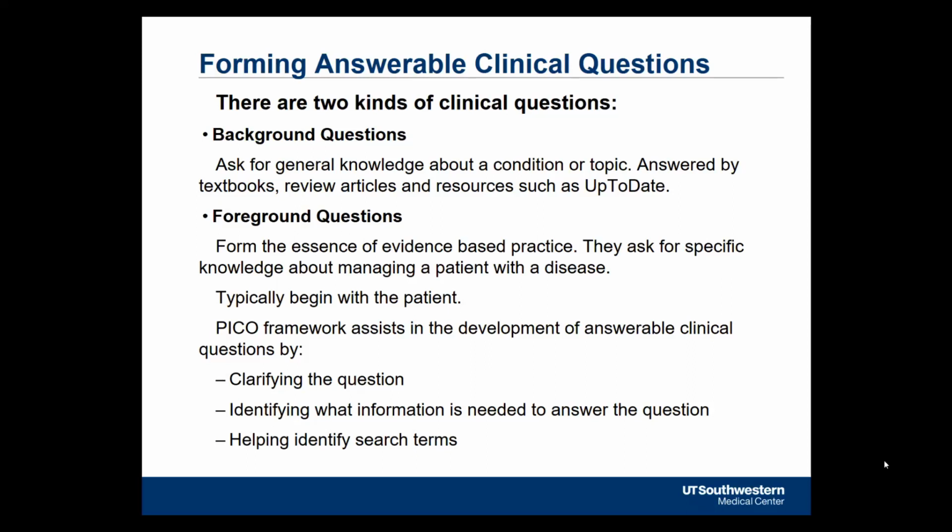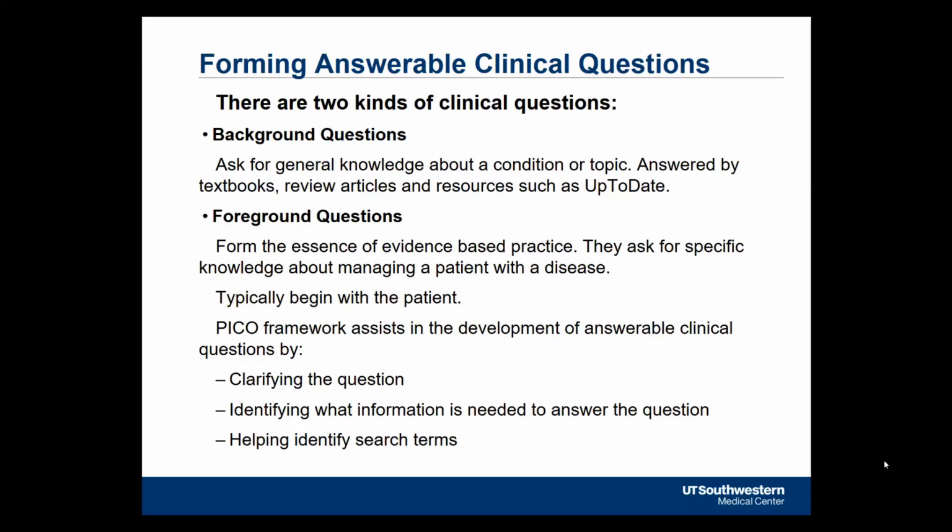First, we have background questions, which are the more straightforward ones. They can be answered by textbooks, review articles, resources like UpToDate, which is a really good online reference that has a lot of current information because it can be updated digitally. So check that out if you haven't used it before. But a background question is like, what are the early symptoms of diabetes type 2? Something that you can look up and find the answers for in a pretty straightforward manner.